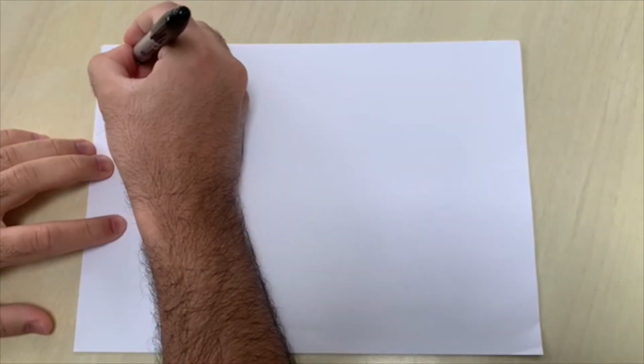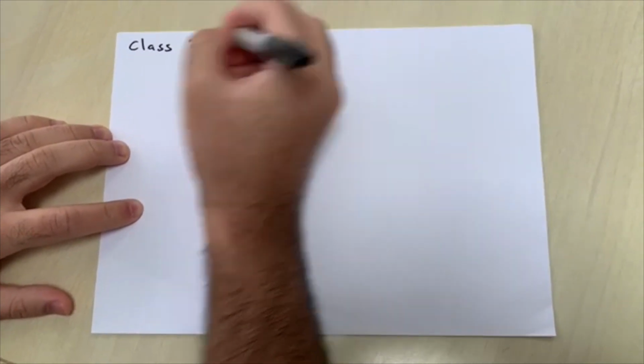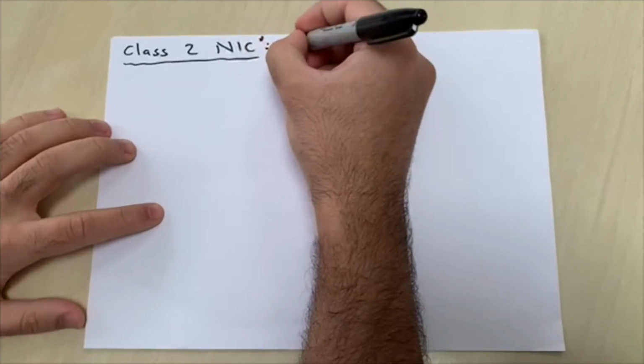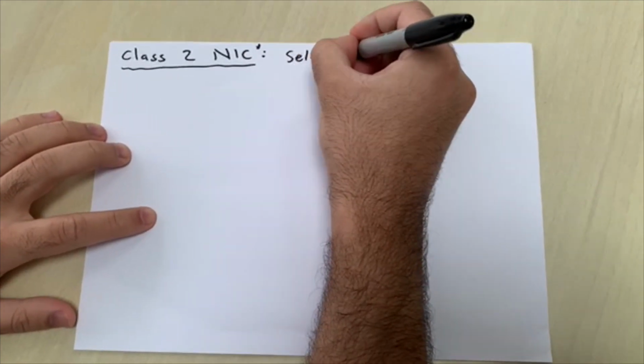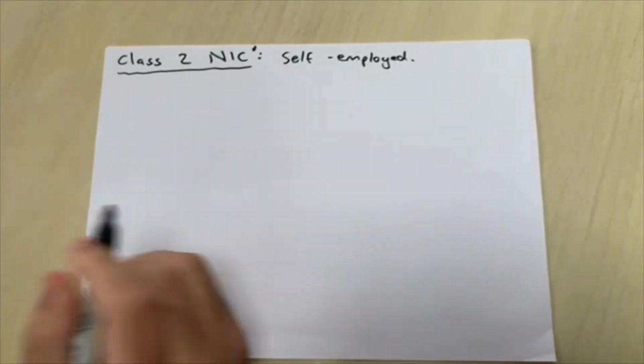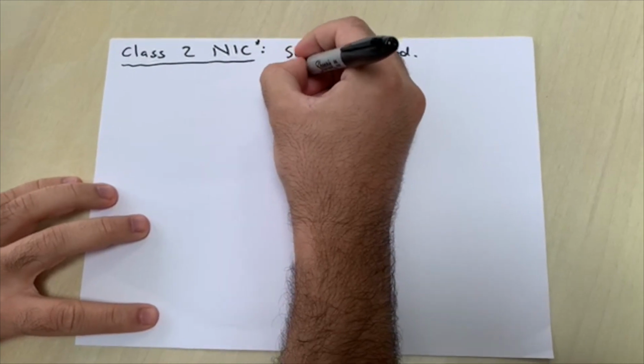Now let's cover Class 2 National Insurance Contribution. Class 2 National Insurance Contribution is typically paid by the self-employed, along with Class 4, which I'll cover shortly. And this is paid on profit, and is determined on profit rather than earnings.